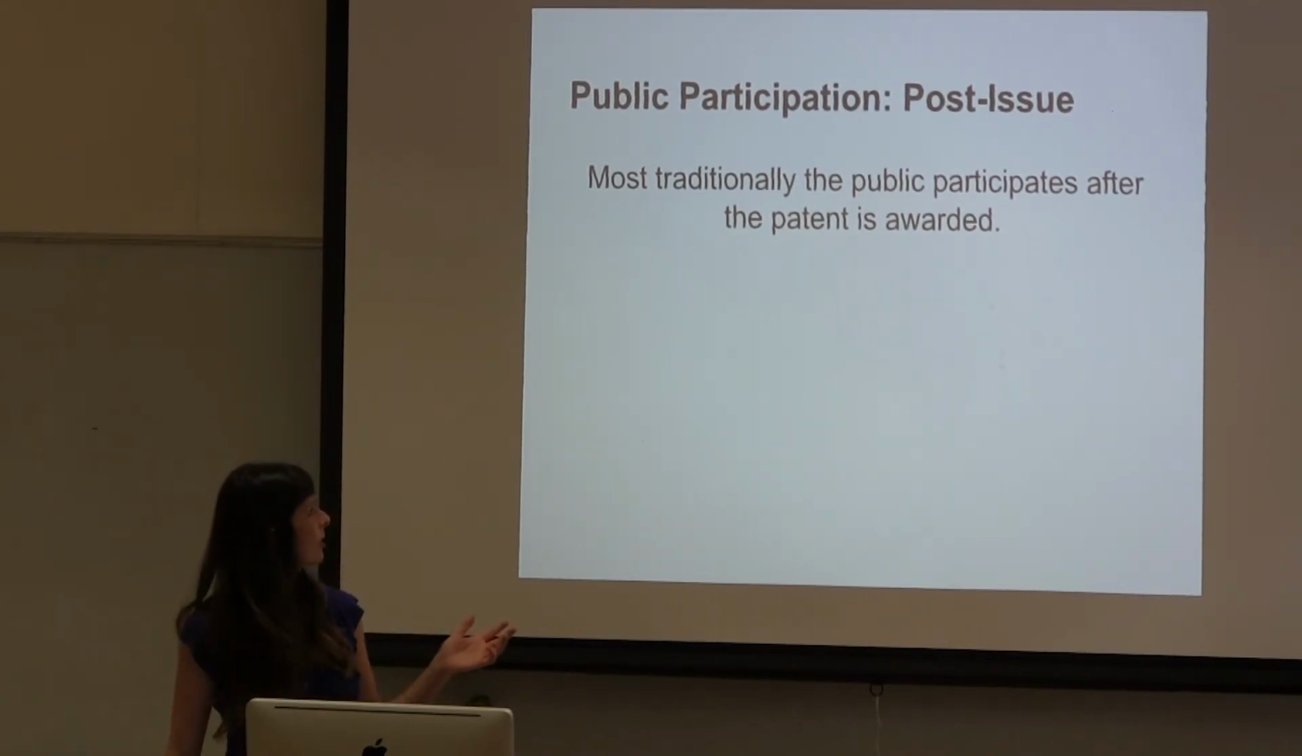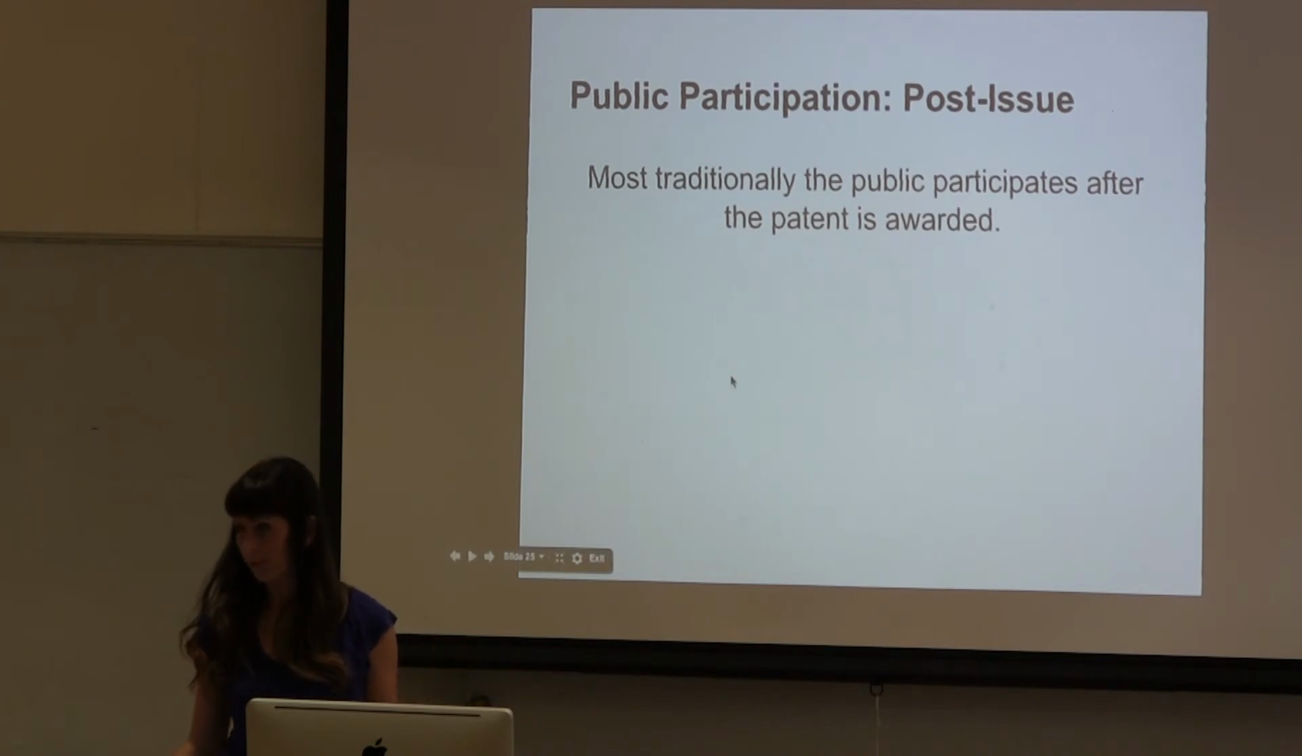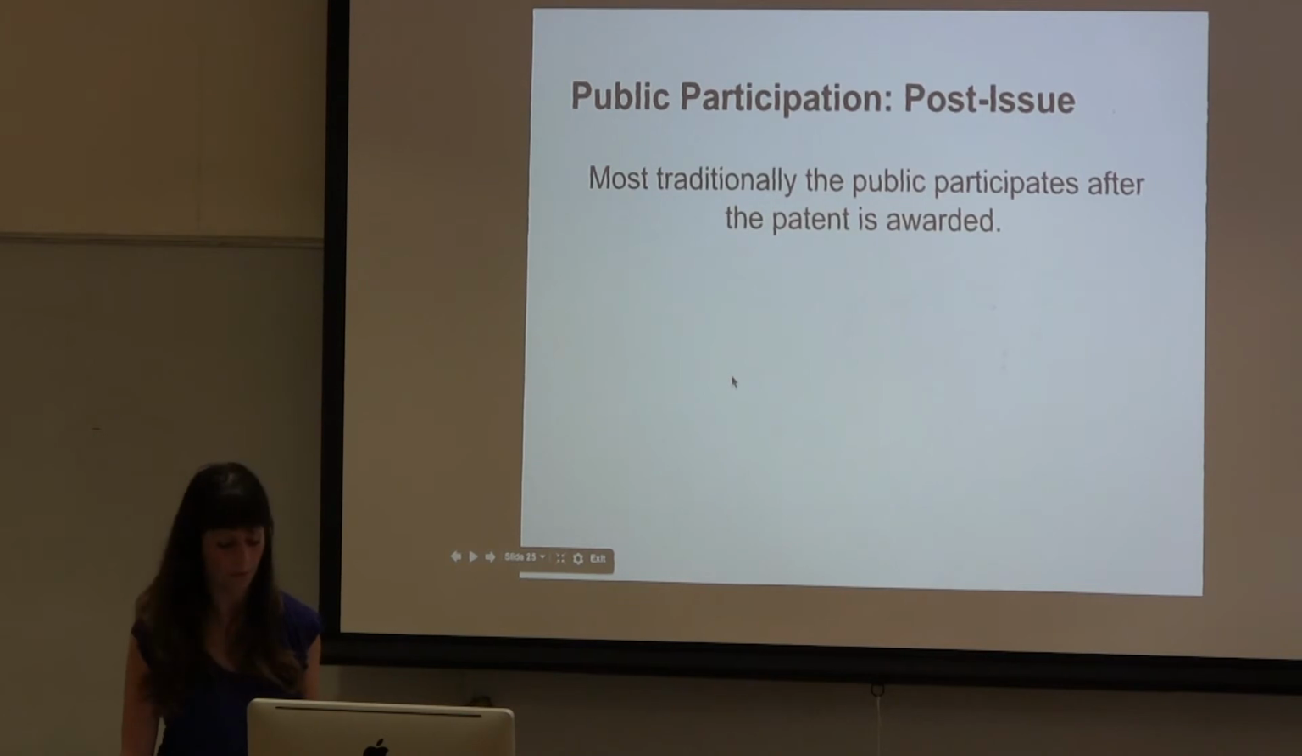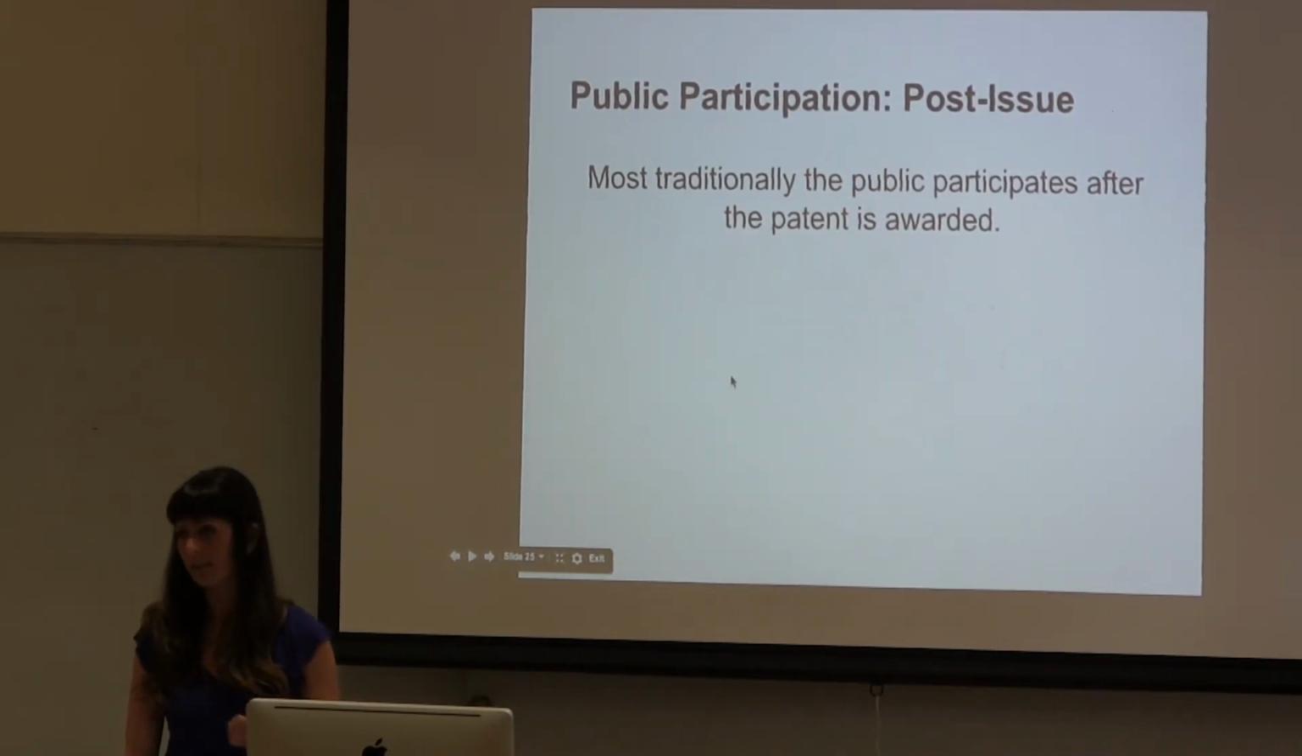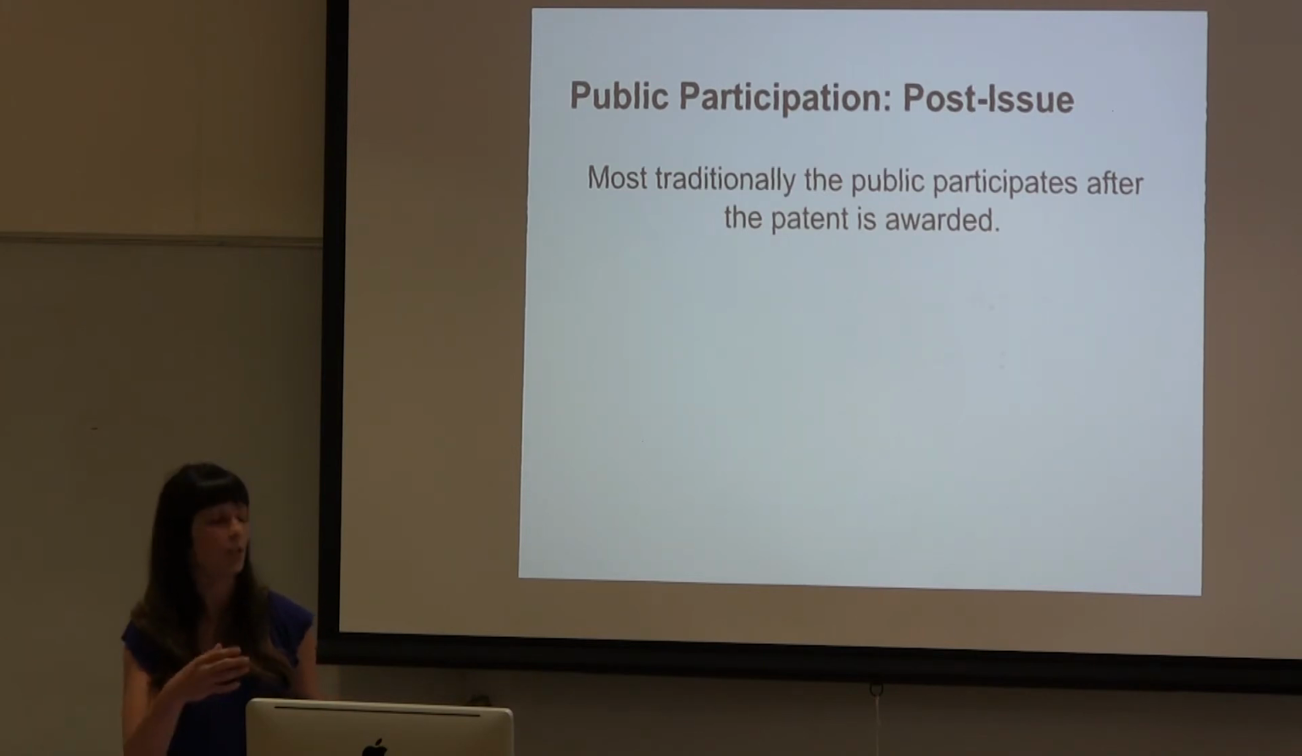The most traditional route is after the patent has been awarded, after it's been published. It's either through some kind of lawsuit for infringement, or some kind of re-examination to show that the patent's invalid. They sometimes go hand in hand, usually in court cases, but you can do the re-examination without the lawsuit.